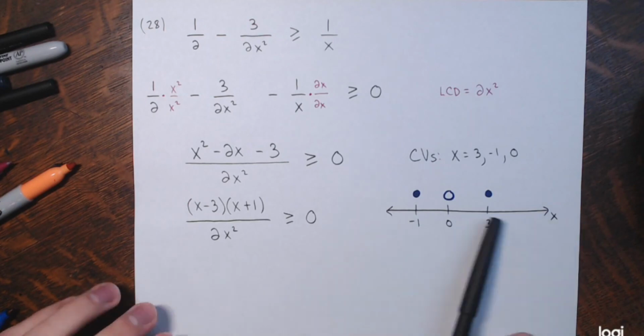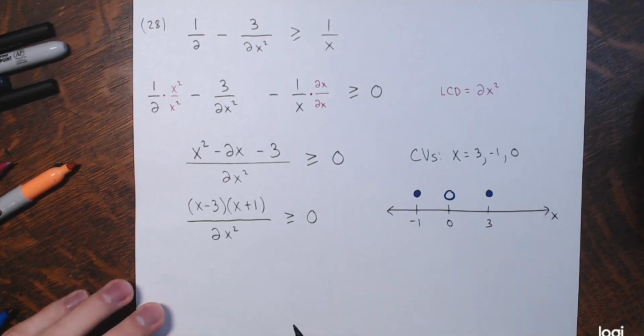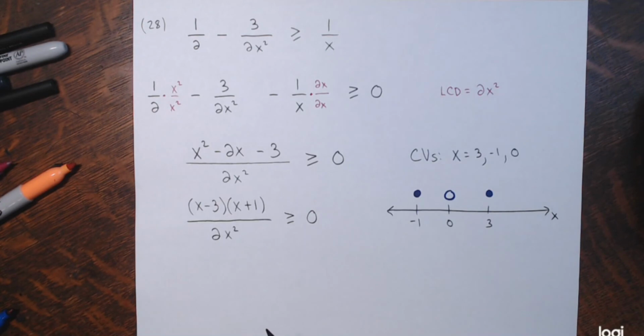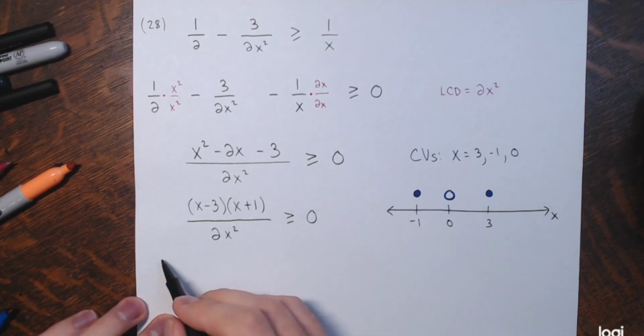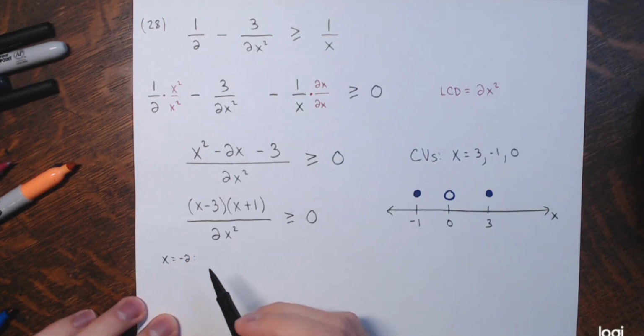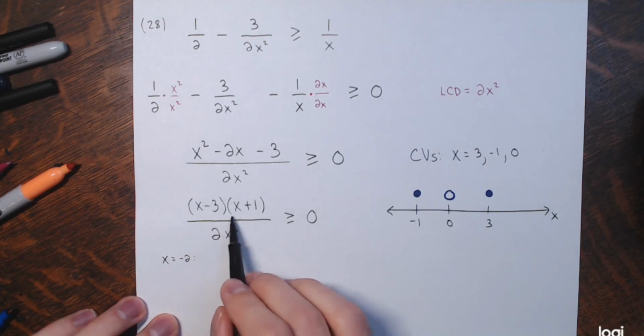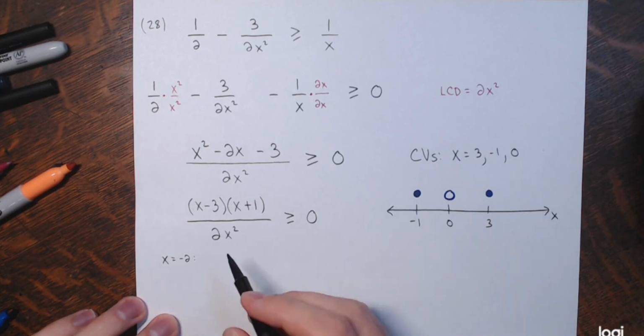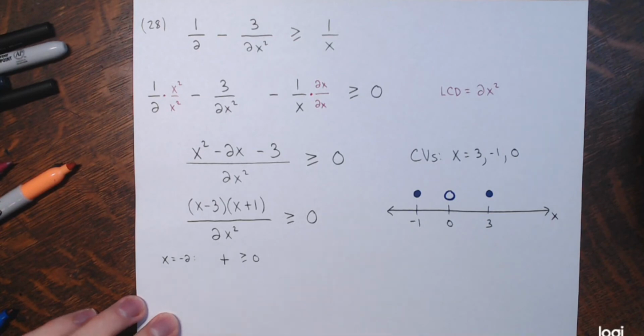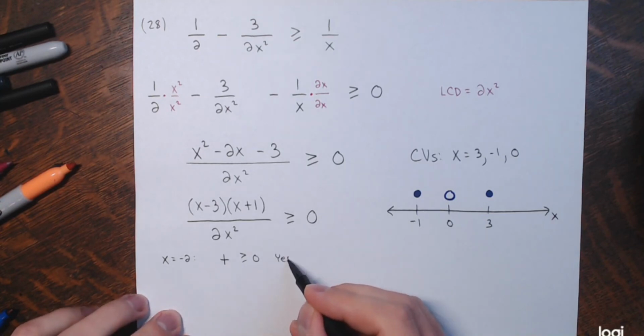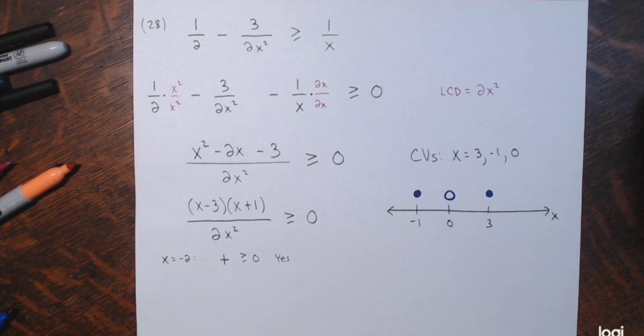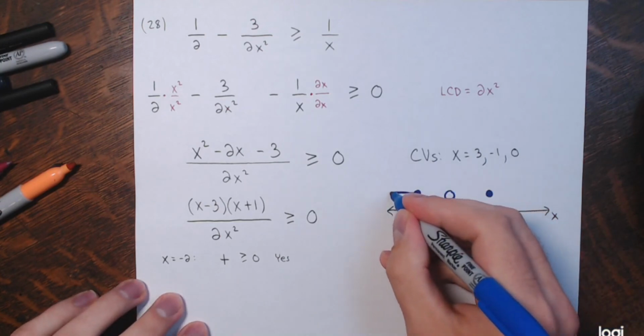All right, then I test values in each of these 4 intervals broken up by the 3 critical values. Left of negative 1, how about negative 2? So in the factored form here, you'd have a negative times a negative, which is a positive numerator. You'd have a positive denominator because of the square there. That'd be a positive number on the left. Is that greater than or equal to 0? Yes, it is. So the numbers to the left of negative 1 are solutions.